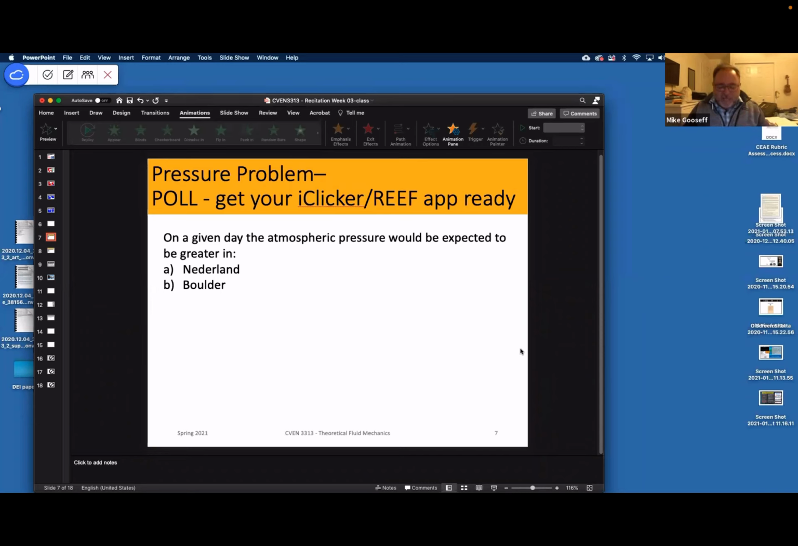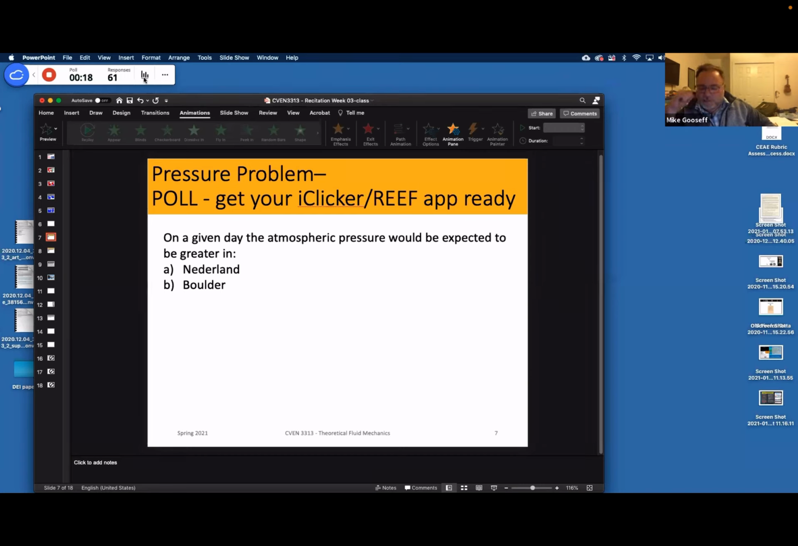So on a given day, the atmospheric pressure in Boulder is what compared to Nederland? So in other words, which one is greater? It would be expected to be greater in Nederland or in Boulder. So I'll give you a minute here to work that out.